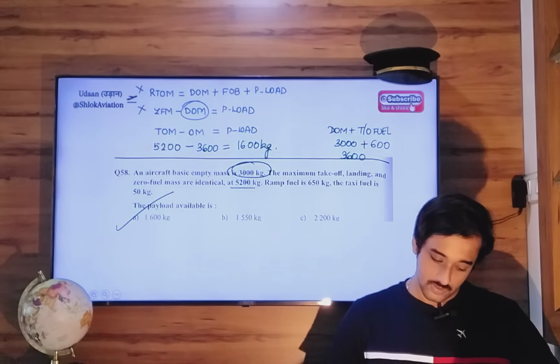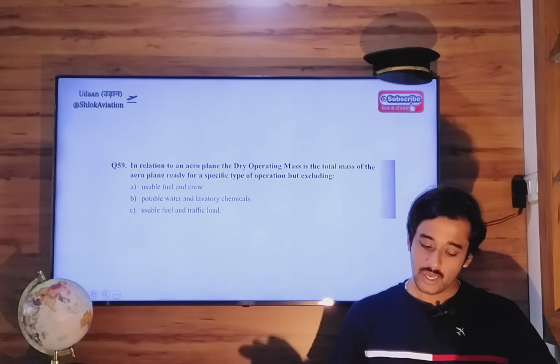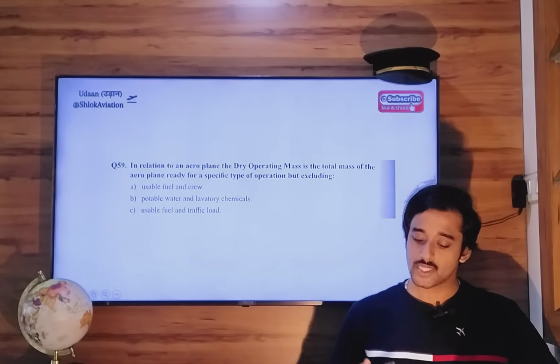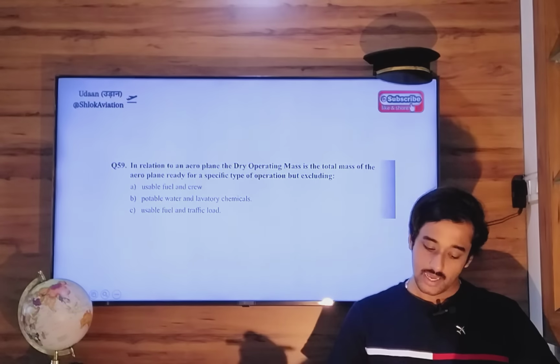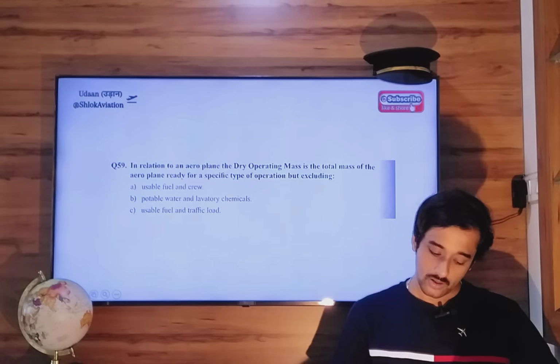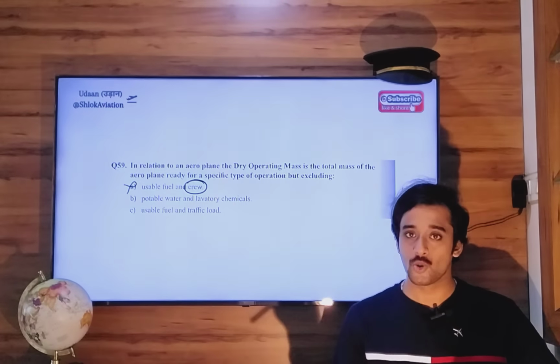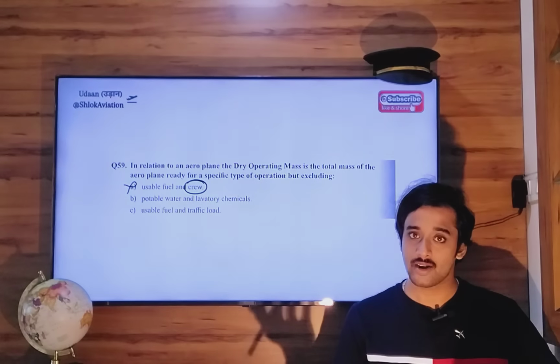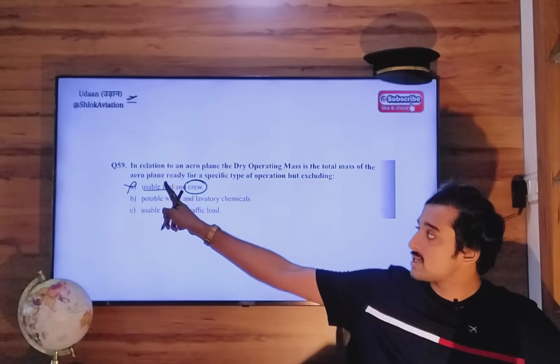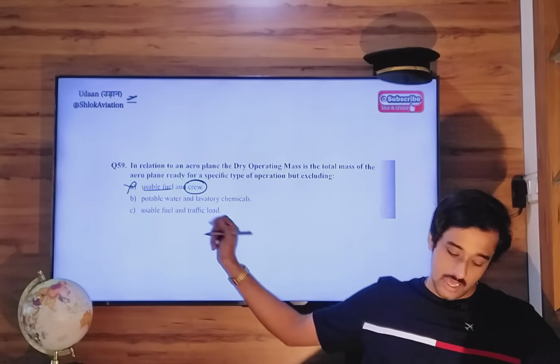Next. In relation to an airplane, the DOM is the total mass of airplane ready for a specific type of operation, excluding usable fuel and crew. So that is wrong. DOM does include crew, baggage, all those variable loads, but it does not include usable fuel. So the first part is right, but the second part is wrong.